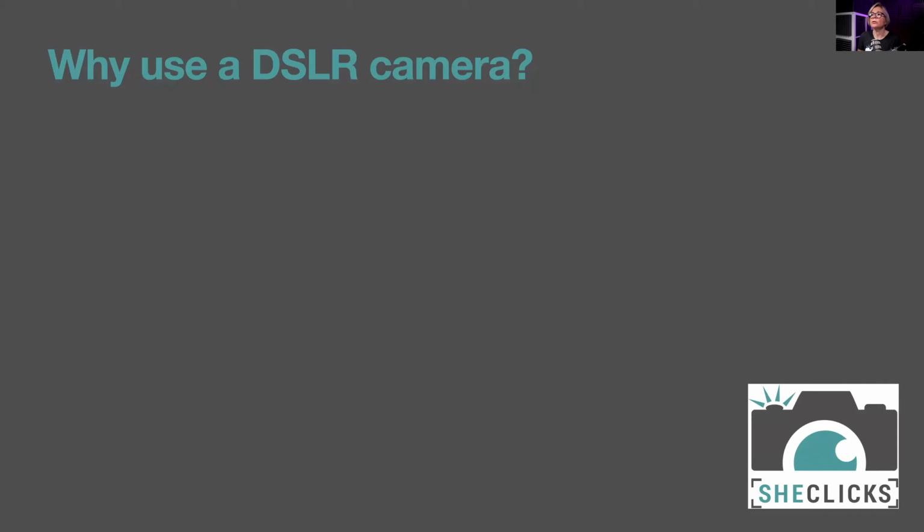Now, why would you use a DSLR camera? Well, firstly, they've got an optical viewfinder, and when mirrorless cameras first came out, and early bridge cameras, the electronic viewfinders in them were pretty terrible. They weren't very good at all. Whilst they have improved a lot, some people still don't quite get on with electronic viewfinders. Some people just don't like them.